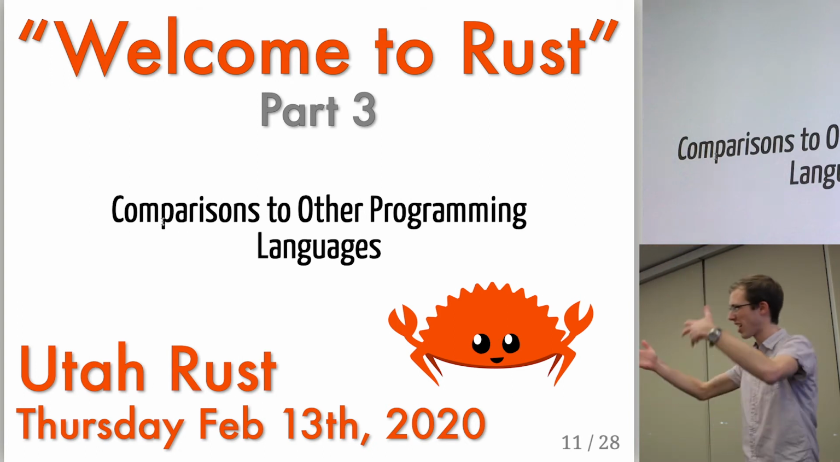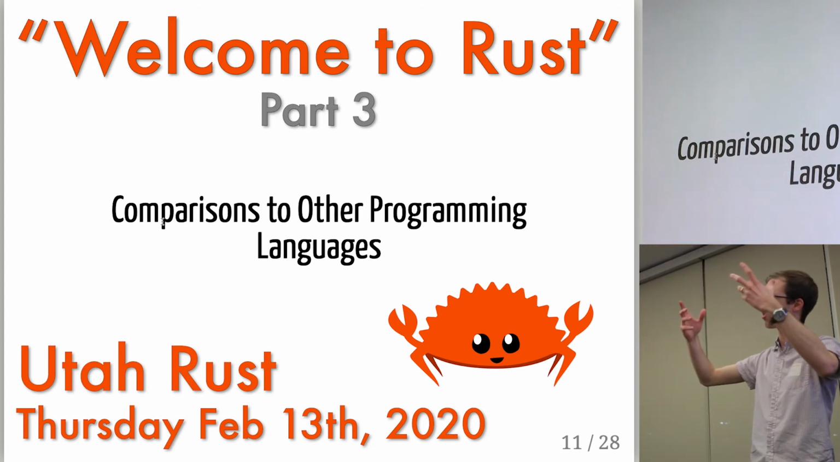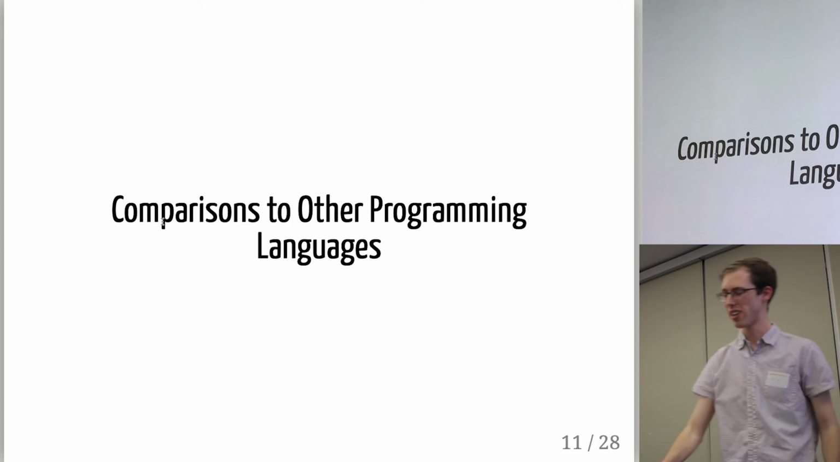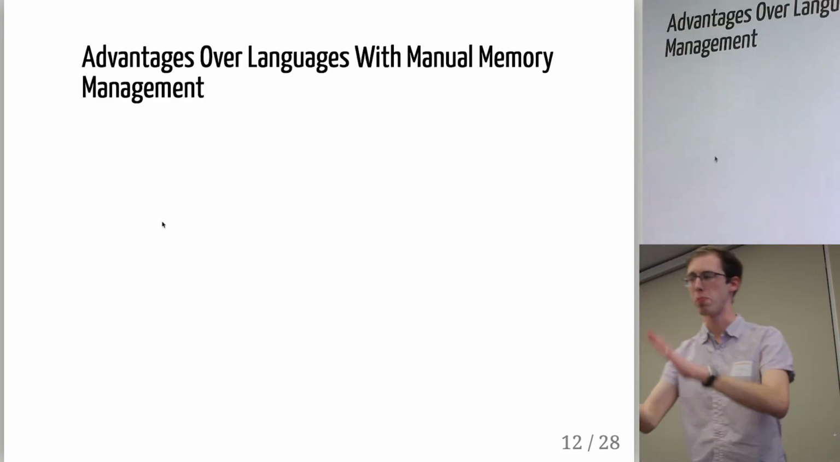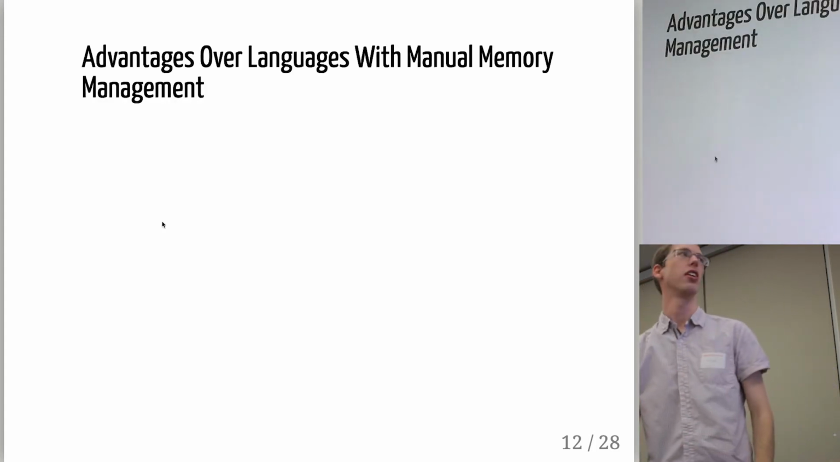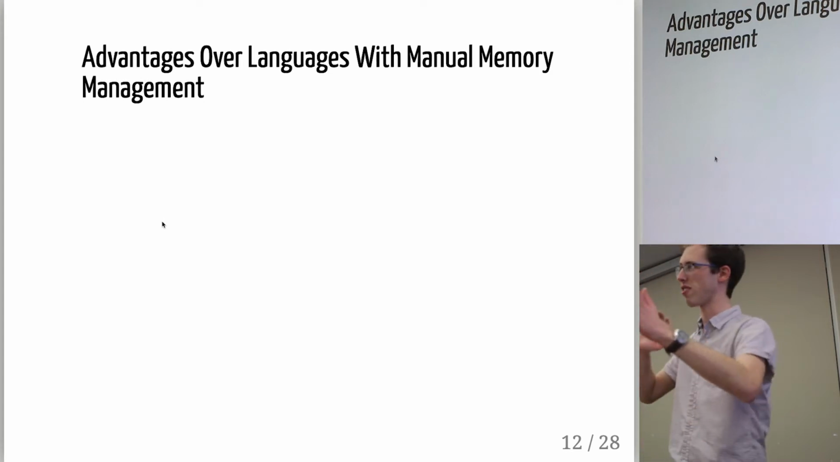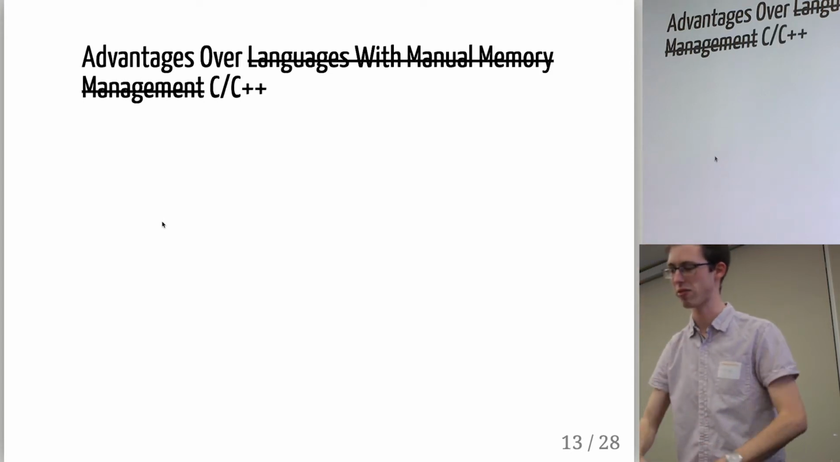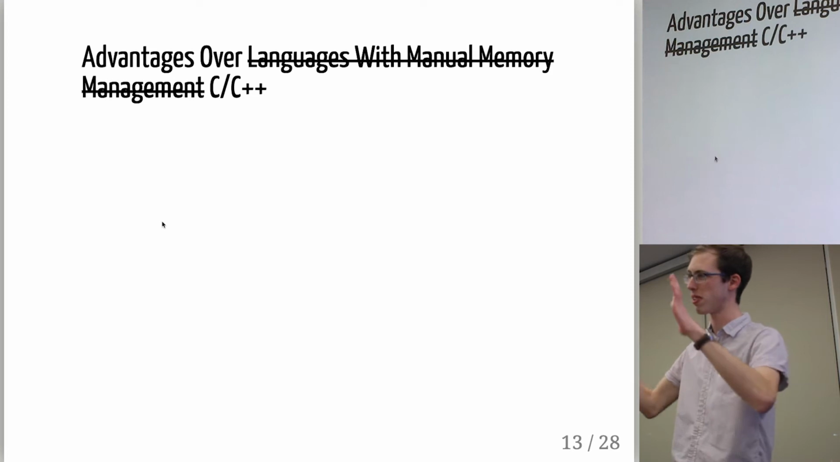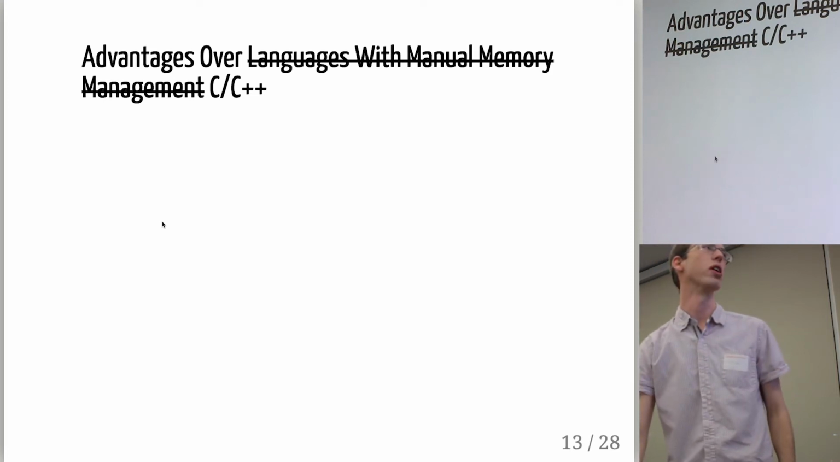Okay, so hopefully that kind of got your teeth into it a little bit. Yeah, kind of see how it works. So we're going to compare it to other things. What are some advantages that Rust has over manual memory management? And that's C, C++. There's probably other ones, maybe Swift, but who knows? What are some of the advantages?